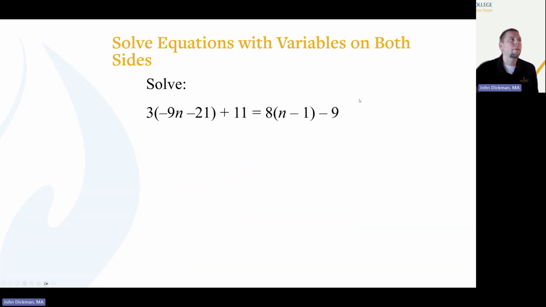Next example. All right, this one's more complicated, but we have the tools necessary to get through this. The first thing we're going to do is get rid of all the parentheses, and in order to do that, we're going to distribute any constants through. So here we're going to distribute the 3 to those two terms, and we're going to distribute the 8 to these two terms.